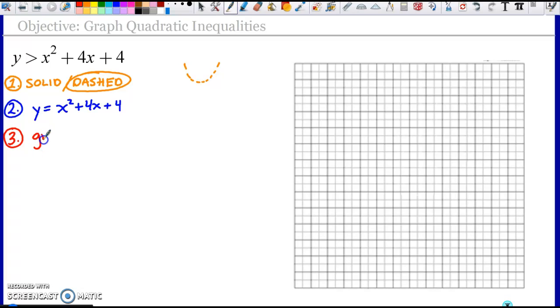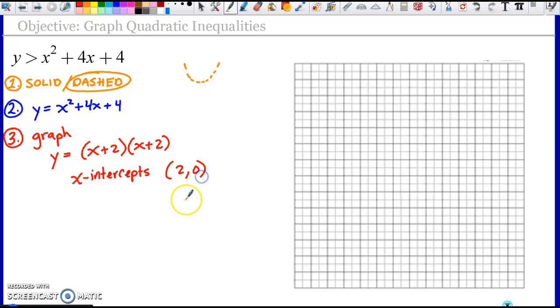I'm going to graph the parabola, and I can either choose to graph it in standard form like this, or make it factored form, or use vertex form. I can see easily that this is going to factor nicely. I know that this is going to be x plus 2 times x plus 2. That will get me my x squared plus 4x plus 4. So that means my x-intercepts are going to be at 2, 0, and 2, 0 again.